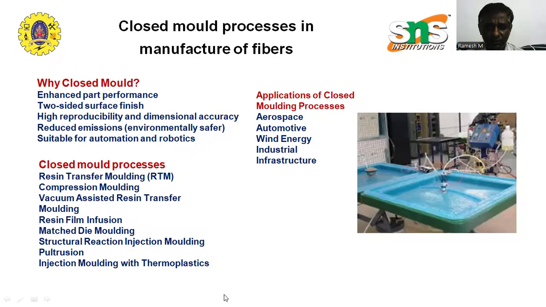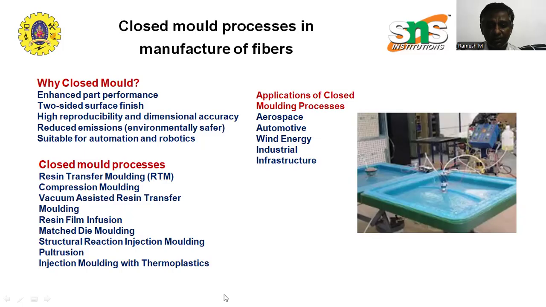In this class, we are going to learn about the closed mold processes in composite fiber manufacturing. Closed mold processes are advanced manufacturing techniques used to produce high performance fiber reinforced polymer, that means FRP components, with superior surface finish, strength, and consistency.